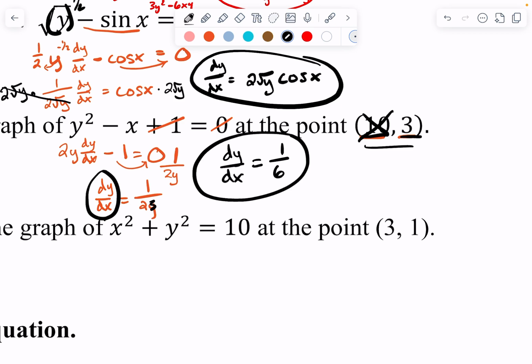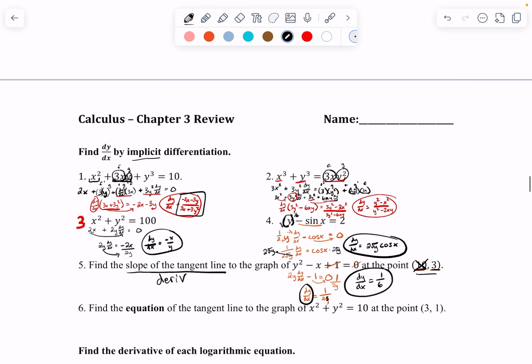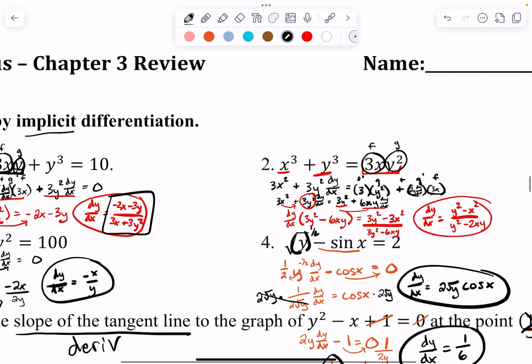And that's all. When we were doing explicit derivatives, I forgot, I deleted the thing that I had up, 3x squared, right?